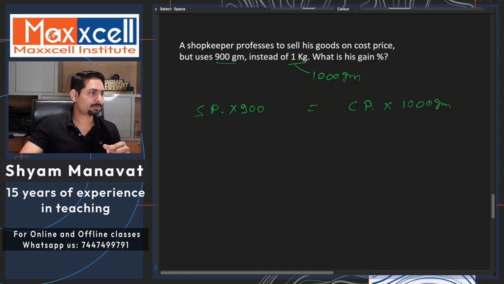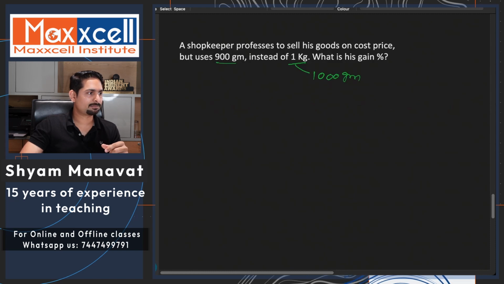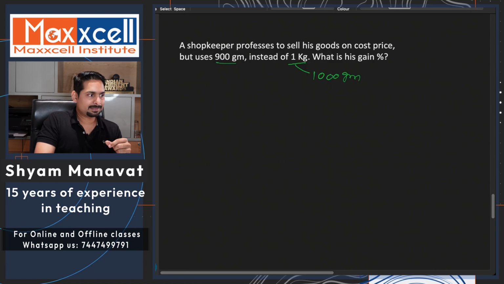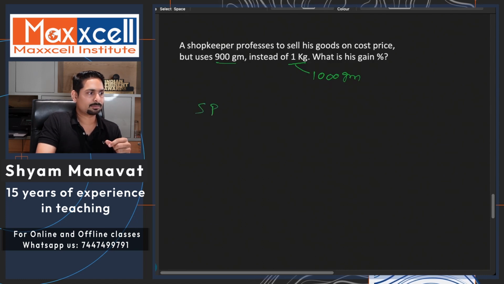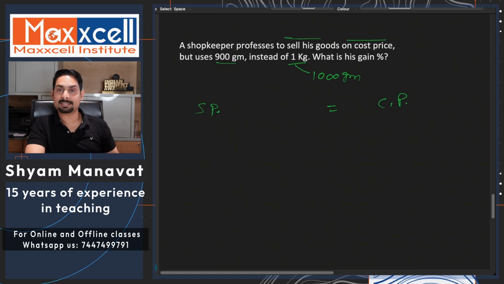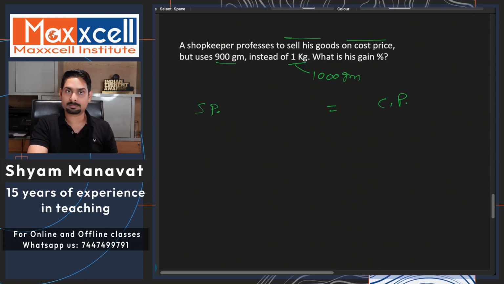Confusing? Let me repeat this for you. Okay. Let me repeat this for you. So the question says the selling price of the goods is equal to the cost price. So he's selling the goods on cost price, right? That's the question.